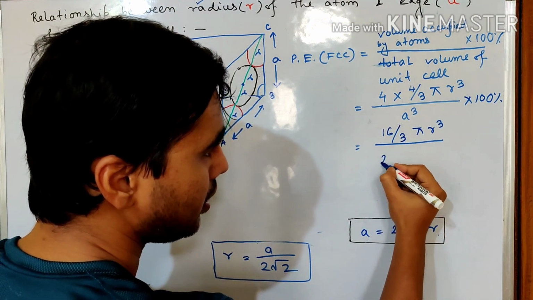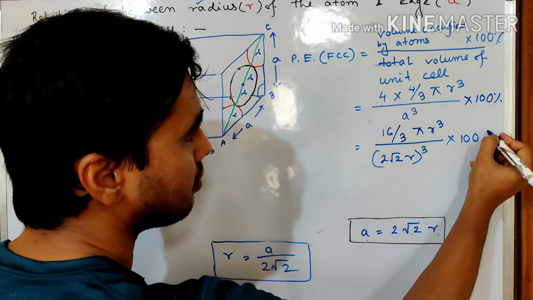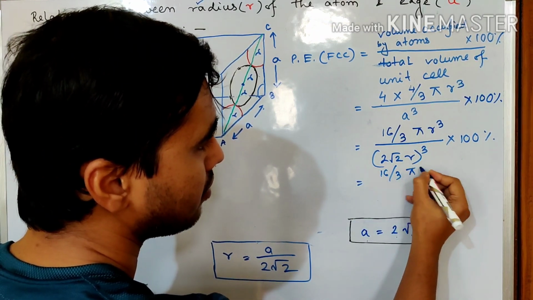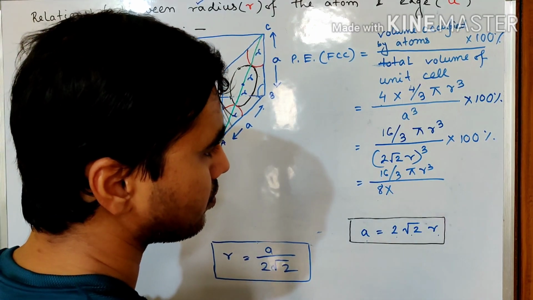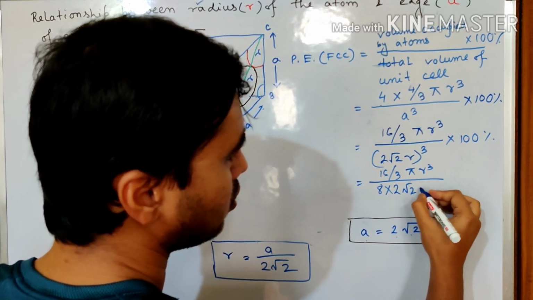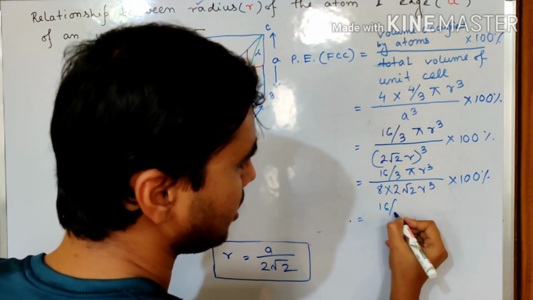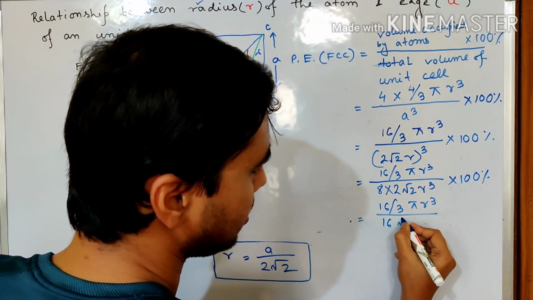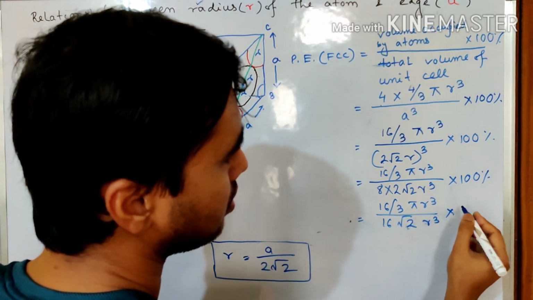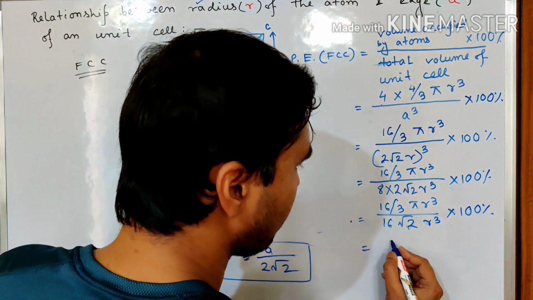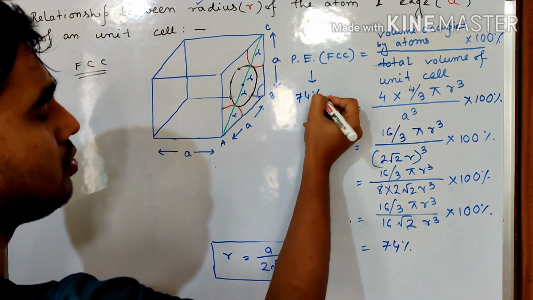A cube means it should be 2 root 2 r whole cube into 100%. So it is 16 by 3 pi r cube divided by, it will be 8 into 2 root 2 r cube into 100%. So it becomes 16 by 3 pi r cube divided by 16 into root 2 r cube into 100%. We can cancel the things out, and it is coming out to be 74%. So for FCC, it is almost equal to 74%.